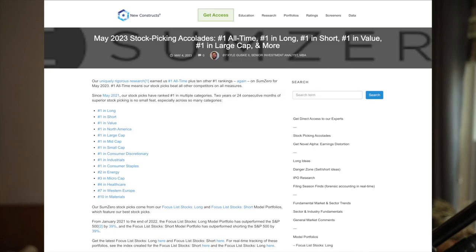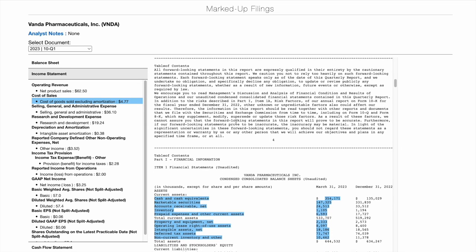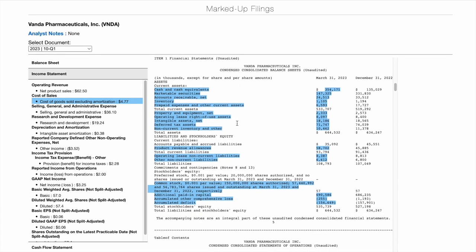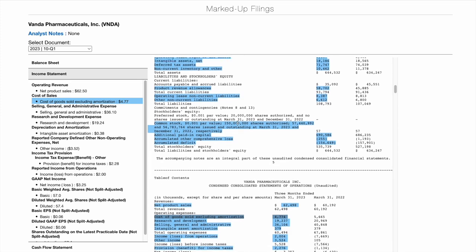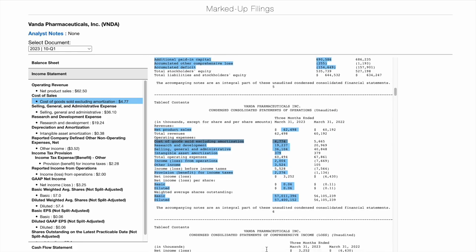But in today's video, we're going to use a software called New Constructs. What New Constructs does is basically an institutional-level research platform that uses AI to go into financial statements and actually correct them based upon things like the footnotes, the MD&A commentary, anything that would help you get a better idea of what the actual earnings power of a business is, instead of potentially accounting manipulations or other irregularities that make earnings look higher than they really are.